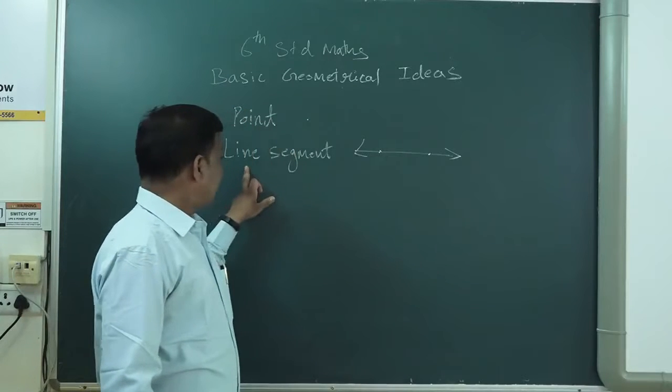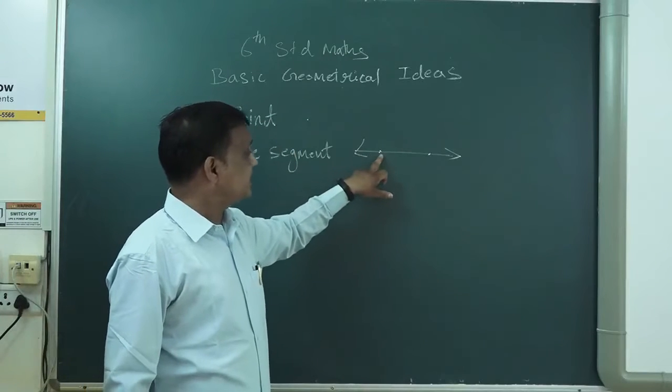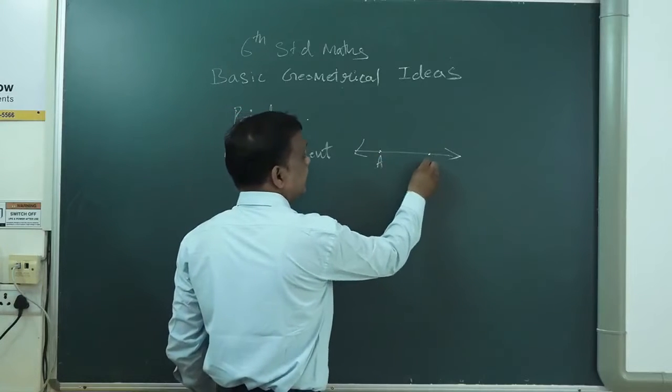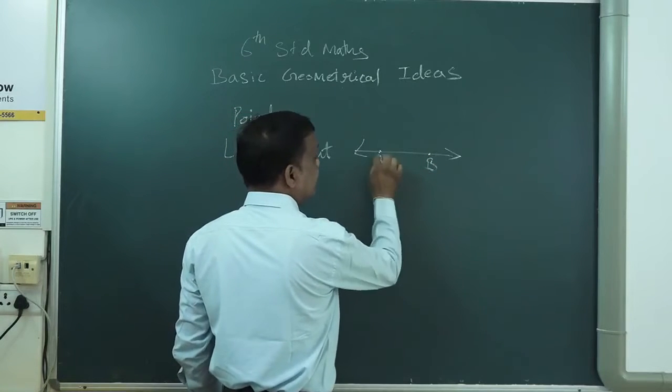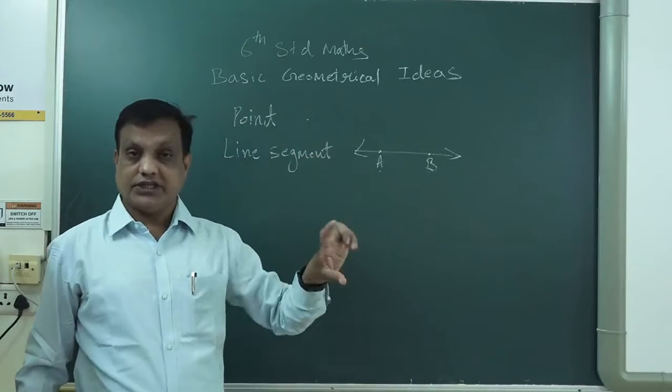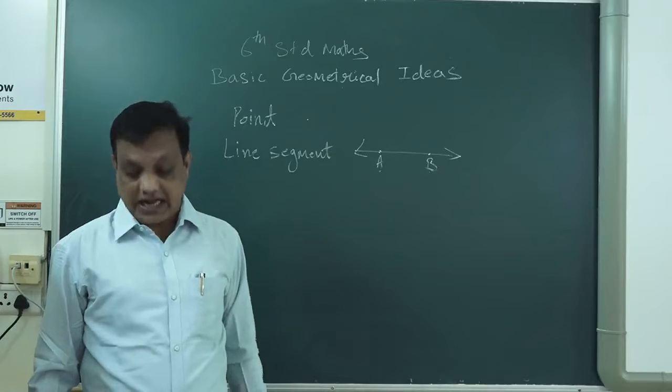So line segment means what? The distance from one point to another point. Suppose here I have A and here B. So this AB is called the line segment. The distance between 2 points is a line segment.